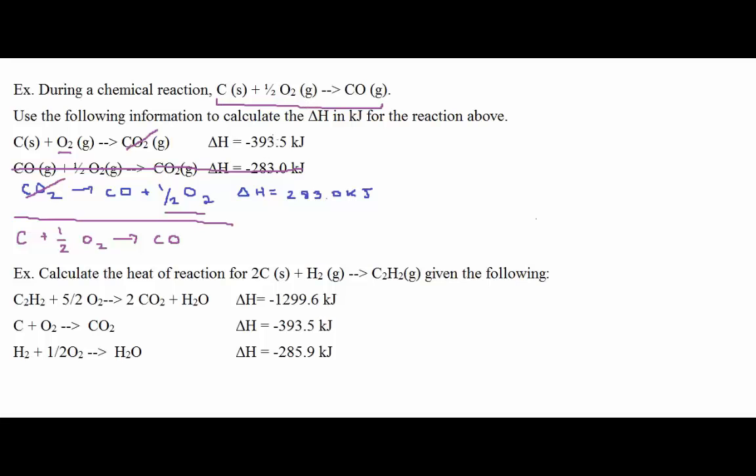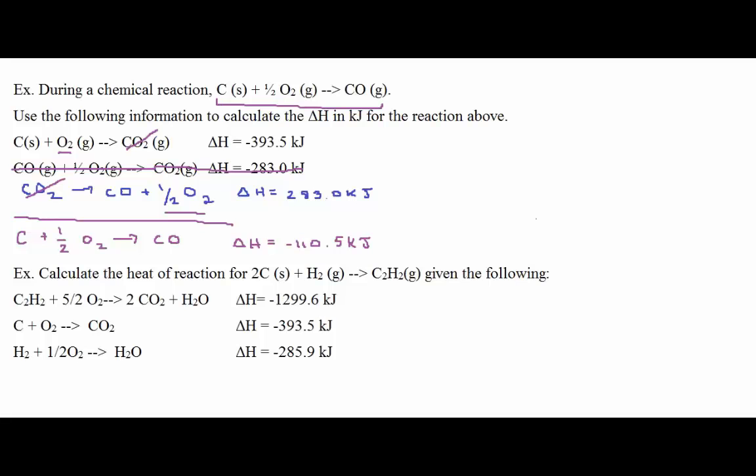All we have to do now is add the changes in enthalpy, and that will give me my change in enthalpy for the reaction I'm interested in. So when I add these two together, what I get is negative 110.5 kilojoules. And that's all I had to do. It's just a matter of rejiggering in order to get the reaction that I'm actually interested in.